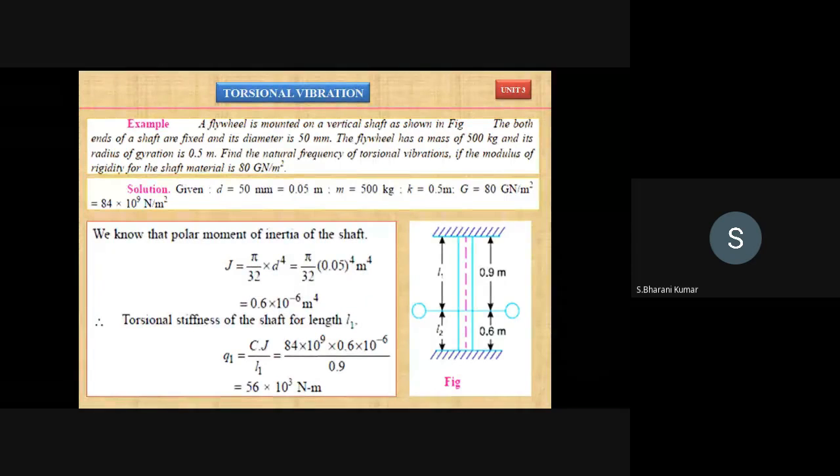Because based on the length variation, the torsional stiffness also varies there. So based on that, you want to find Q1 and Q2, the addition of Q1 and Q2, that is the summation of Q. And I is the same because of a single shaft. There is no material change here, so the mass moment of inertia will be the same. And the natural frequency Fn equals 1 by 2 pi square root of Q by I. These are the formulas.